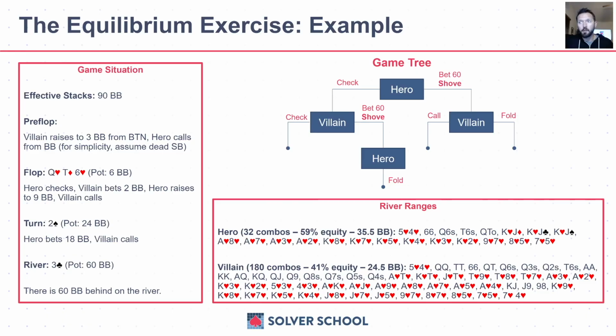Hero's overall range has 59% equity against our opponent. The villain has 41% of equity. And how that would actually work out if both players check down on the river here, hero would be entitled to 35.5 big blinds in the pot, and the villain would be entitled to 24.5 big blinds in the pot.